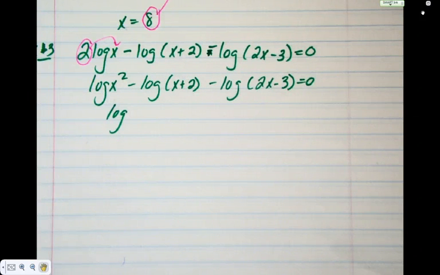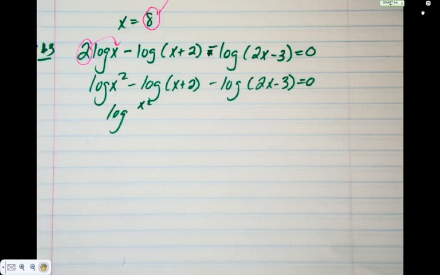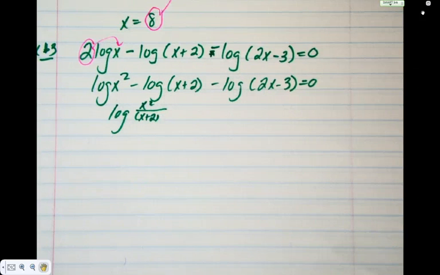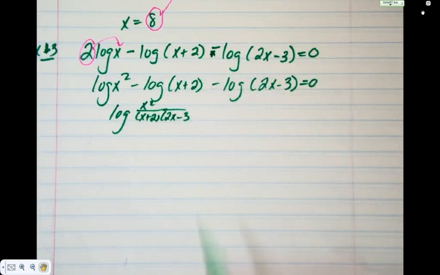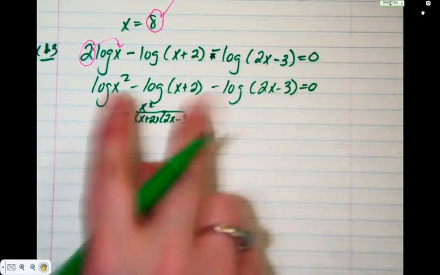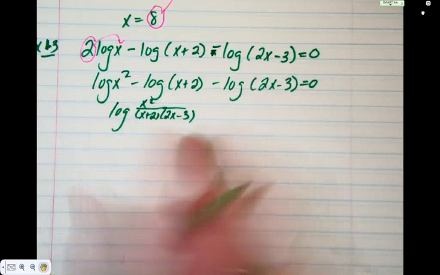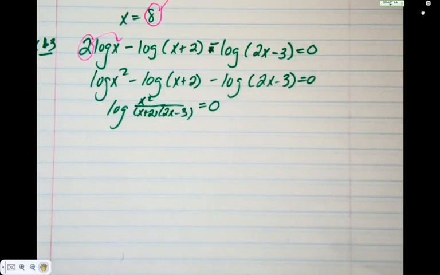x squared on the top or the bottom? x plus 2, top or bottom? 2x minus 3, top or bottom? A common mistake is people will want to take the negative with it. What happened to these negatives? Yeah, they disappeared because we ended up dividing. That's steps 1 and 2. Check, check. Step 3.